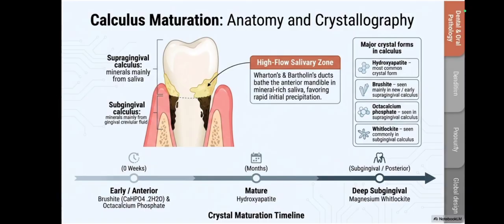Next is dental calculus. When discussing mineral deposits, brushite is the crystalline form of calcium phosphate, most commonly found in the anterior mandibular region. It is characteristic of young or early calculus, usually less than a few weeks old. It thrives behind the lower incisors due to the constant rapid influx of mineral-rich saliva from the submandibular and sublingual duct.